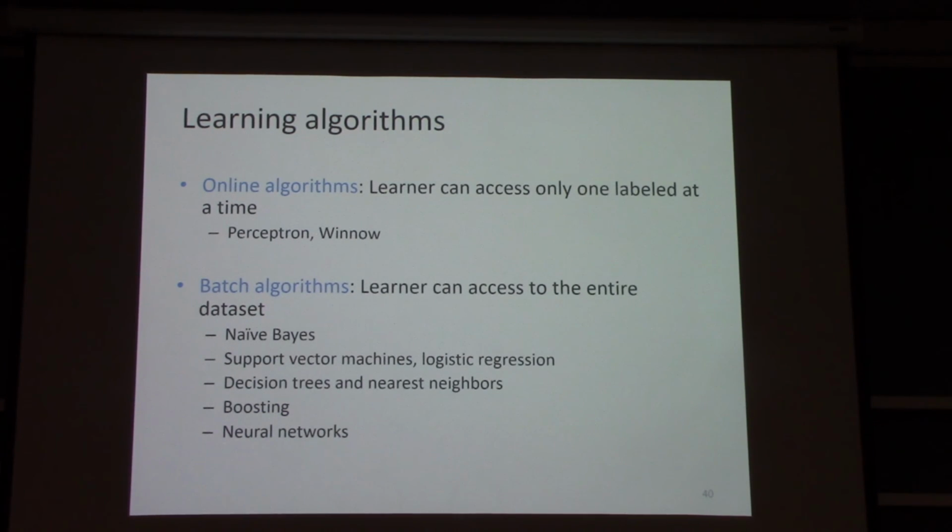We saw various kinds of learning algorithms in the supervised setting, and in particular one way of categorizing the learning algorithms we saw was online and batch. Online is a setting where the learning algorithm gets only one example at a time. We saw 2 algorithms of that kind, perceptron and Winnow. We saw many batch algorithms: naive Bayes, SVMs, logistic regression, decision trees, nearest neighbors, boosting, neural networks. All of these are batch algorithms. In general, all the loss minimization algorithms fit under batch.